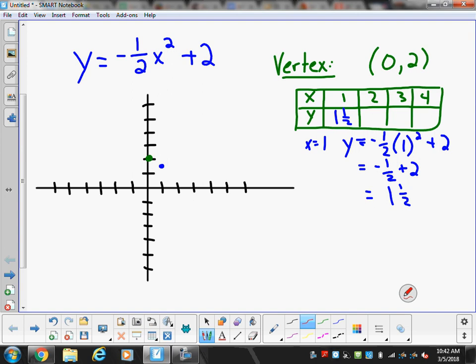So we found what y was equal to when x was 1. So now let's go to when x is 2. I'm going to just change color so we're kind of keeping up with it. It says y equals negative 1/2 times 2 squared plus 2. So that same process. 2 squared is 4. Negative 1/2 of 4 is negative 2. And negative 2 plus 2 is 0.